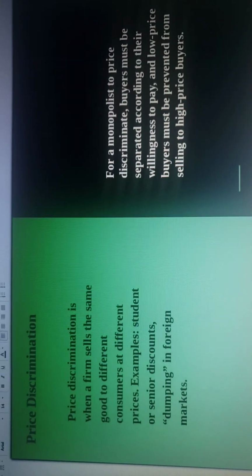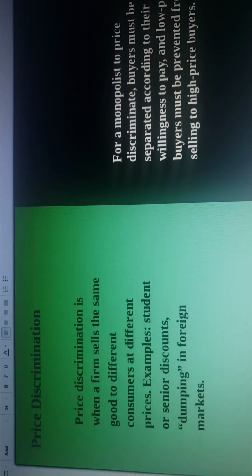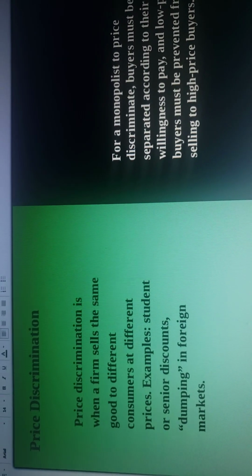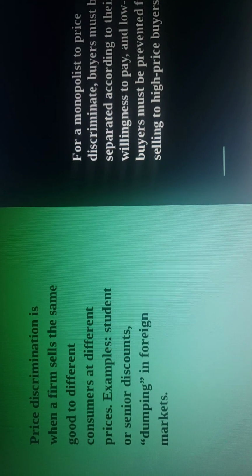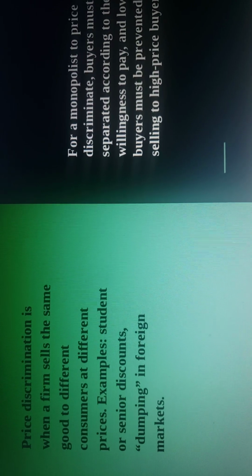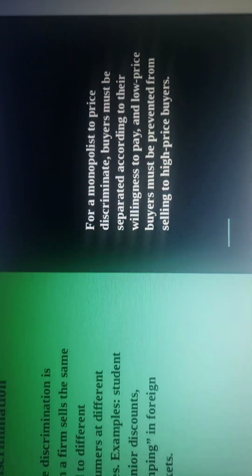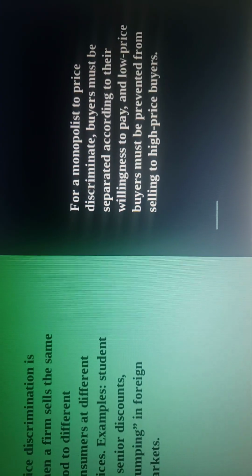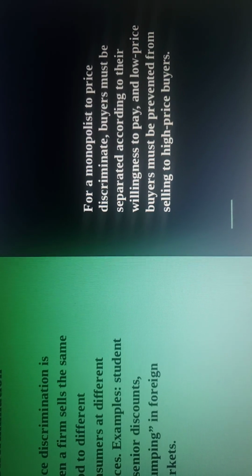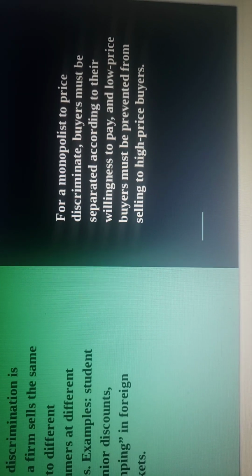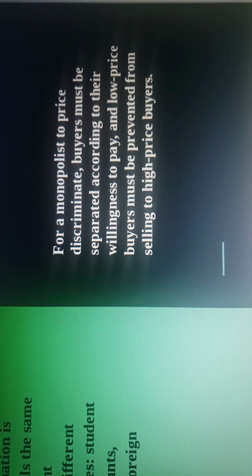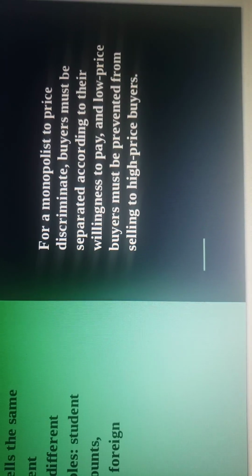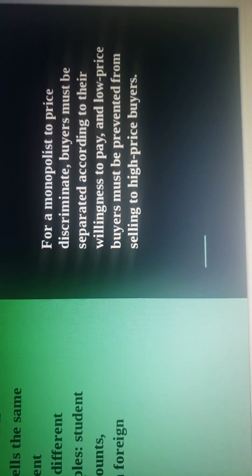Price discrimination. Price discrimination is when a firm sells the same good to different consumers at different prices. An example is student or senior discounts, or dumping in foreign countries. For a monopolist to price discriminate, buyers must be separated according to their willingness to pay, and low price buyers must be prevented from selling to high price buyers.